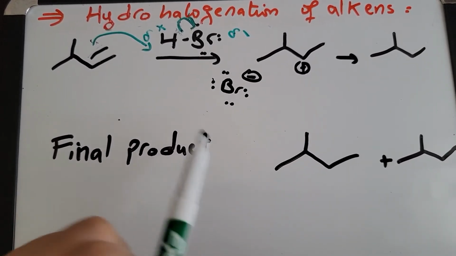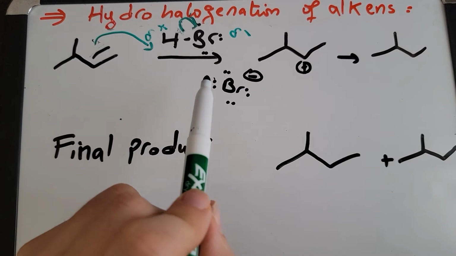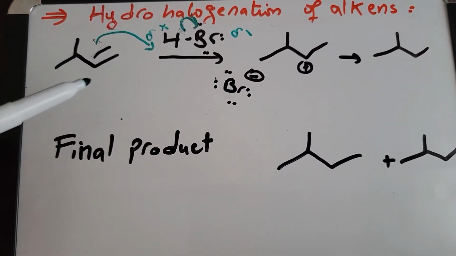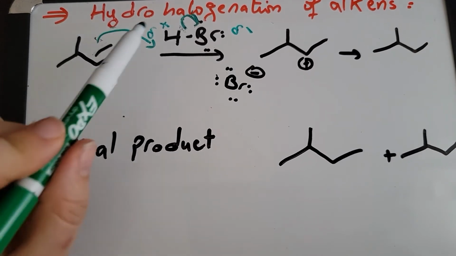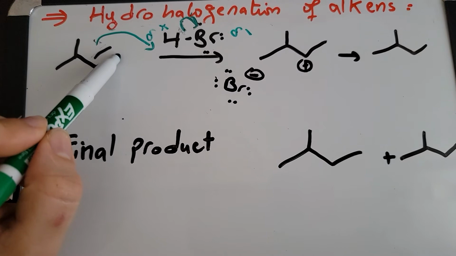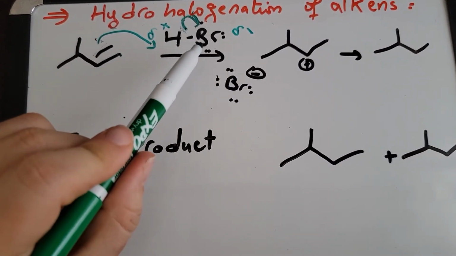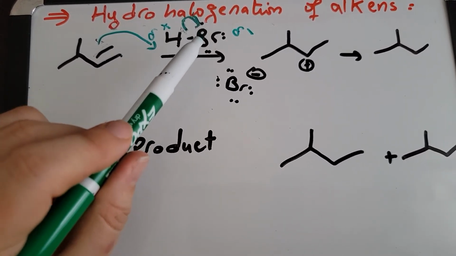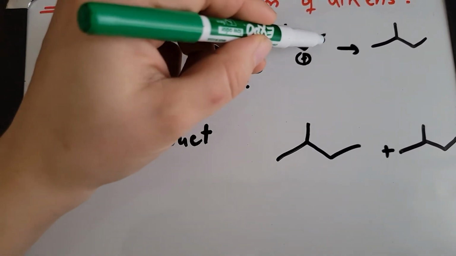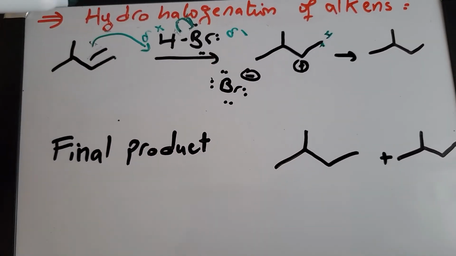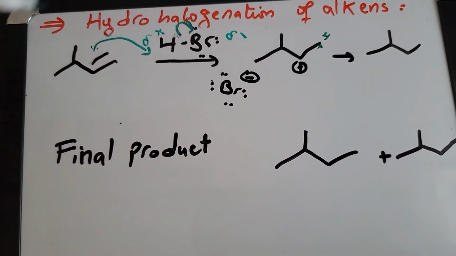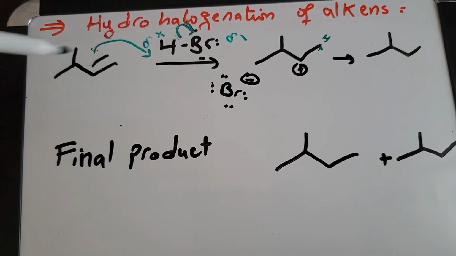And for the second step of this reaction, we have the formation of the carbocation. Since we have here a Markovnikov rule, which says the hydrogen atom will attack the less substituted carbon, which is this one, and the bromine atom will attack the most substituted carbon. So here we have the hydrogen, and here we have the secondary carbocation, which is formed after losing one bond.